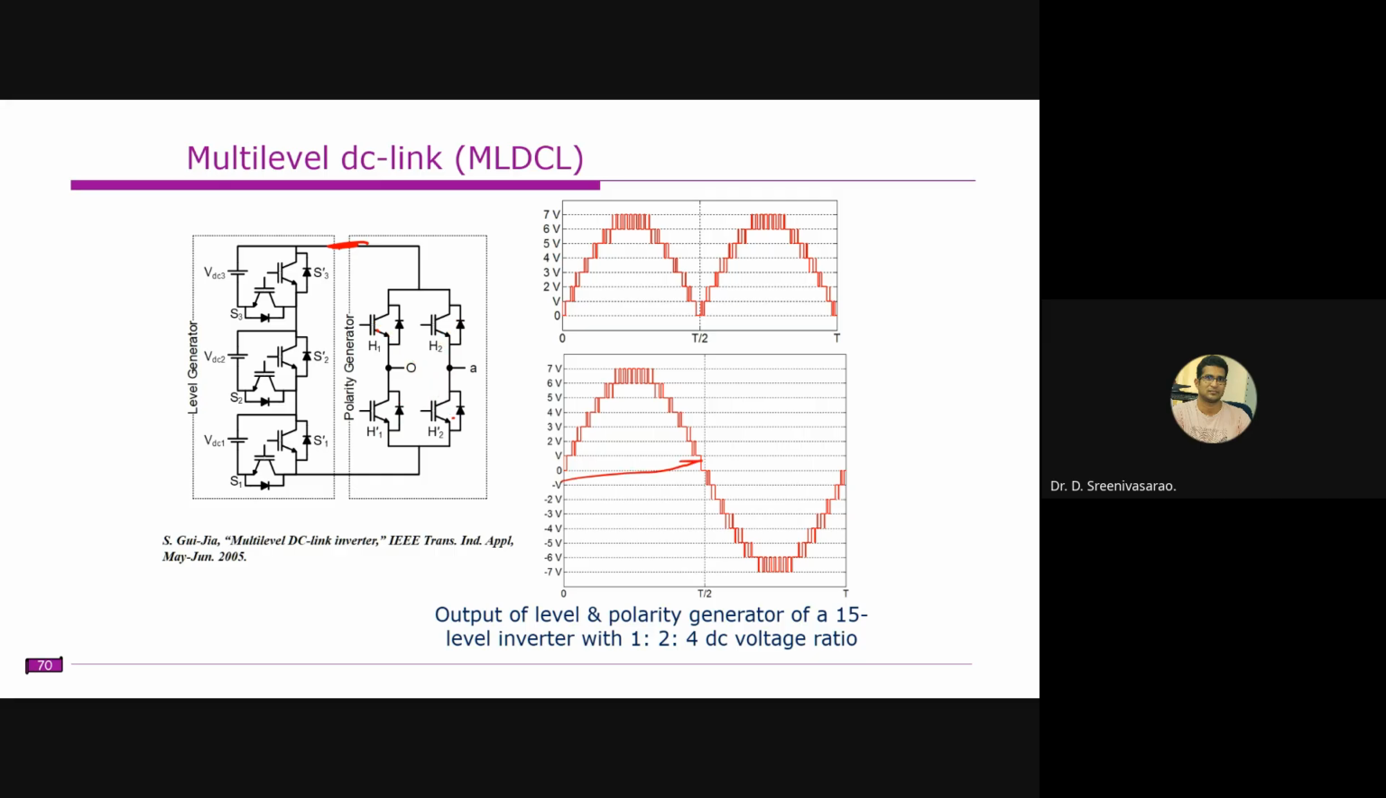So this entire thing is due to the turning on of H2 and H1 dash. So this is due to H1 and H2 dash. Correct. That means during the positive half cycle, these two are on, so this is operating at the fundamental frequency. But these switches are operating at the PWM frequency. But the drawback here is that these switches are supposed to withstand this entire DC link voltage.